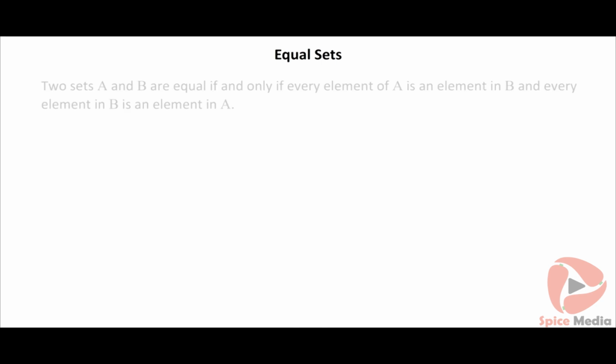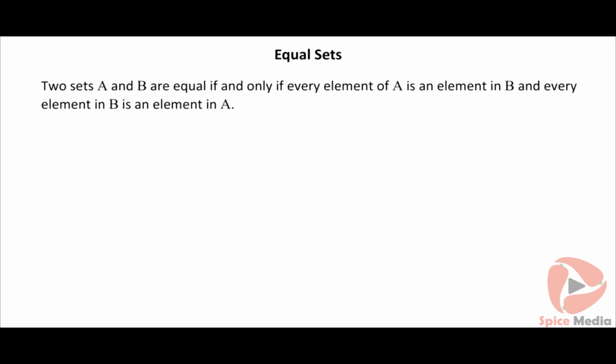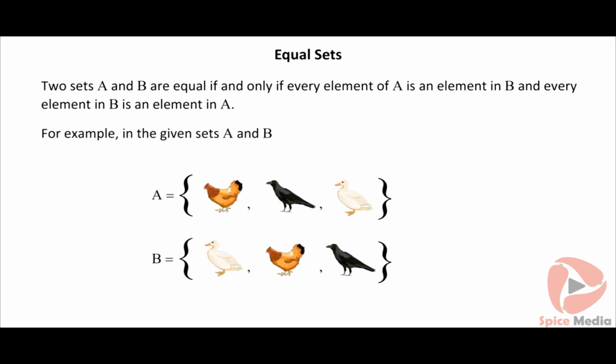Equal sets. Two sets A and B are equal if and only if every element of A is an element in B and every element in B is an element in A. For example, in the given sets A and B, the birds in set A and set B are same. Hence, given sets are equal sets.